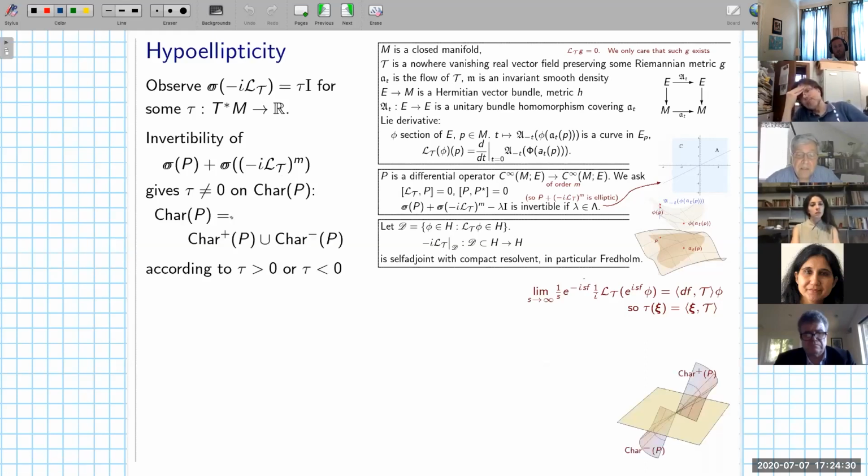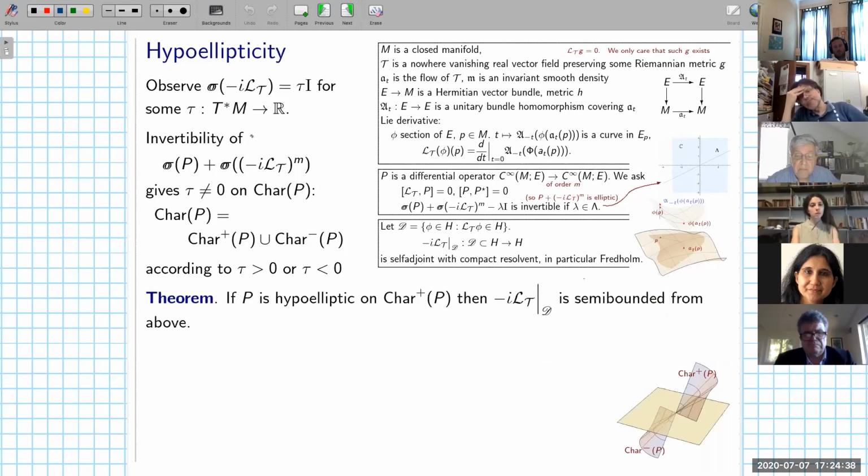So the characteristic variety then splits into a positive part, a part where tau is positive, and a part where tau is negative. And then what one can prove is that if P is hypoelliptic on the, let's say, positive side, then the spectrum of this operator lies mostly on the negative side. The operator becomes semi-bounded from above. So this is the kind of vanishing theorem that one gets.